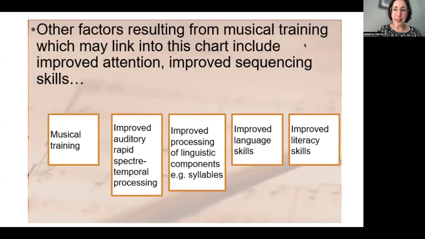Other factors resulting from musical training which may link into this chart include improved attention, improved sequencing skills, so music training leading to improved auditory rapid spectral temporal processing, again our fast processing of our audio information, improved processing of linguistic components, for example the syllables, and it leads to improved language skills, and then improved literacy skills.